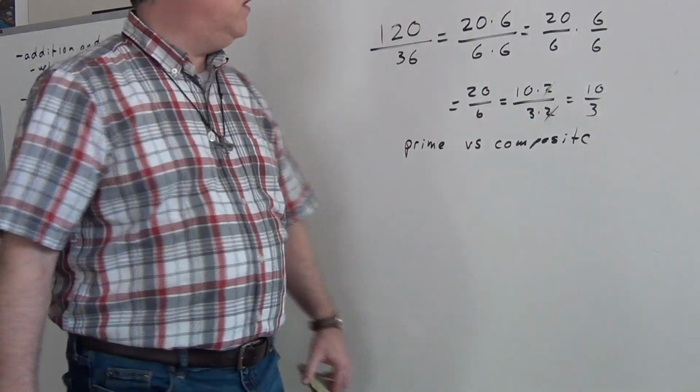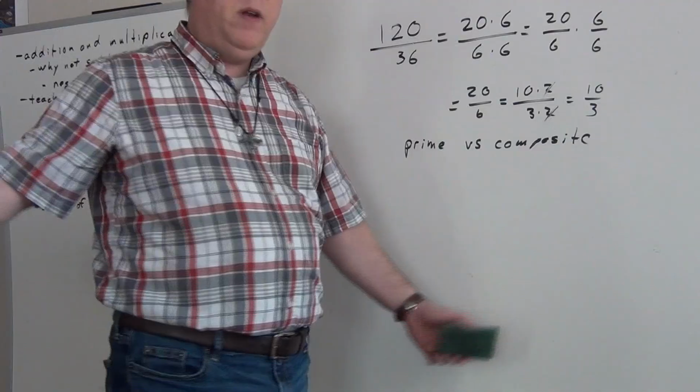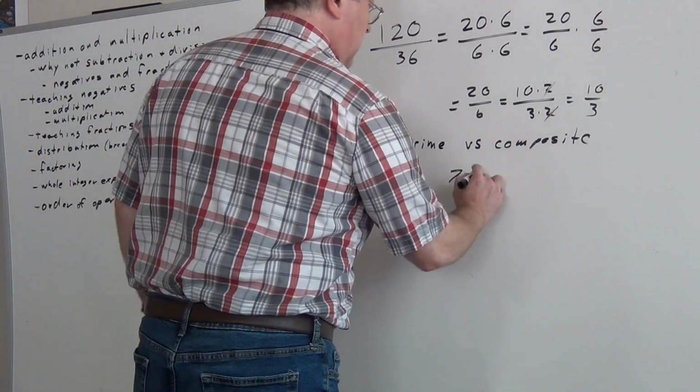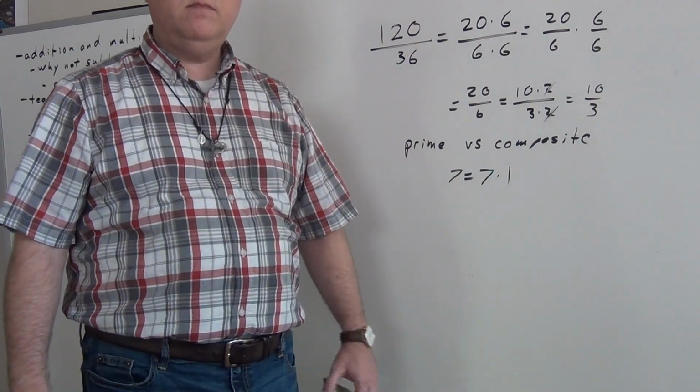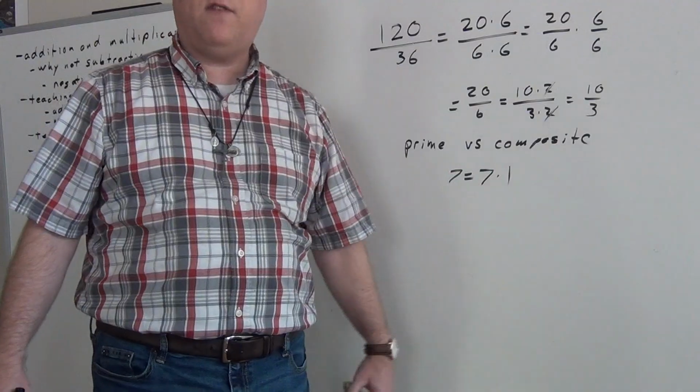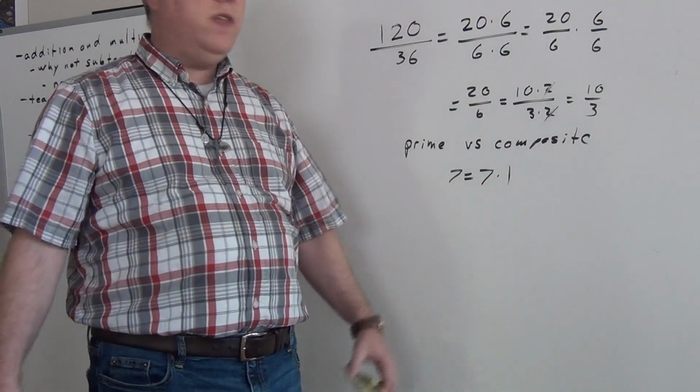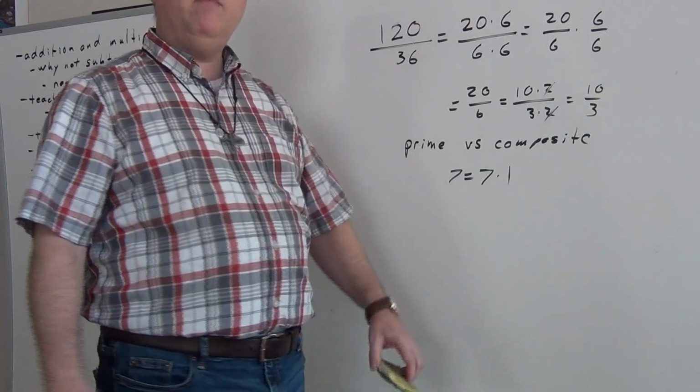A prime number is a number that cannot be broken up any further. Take 7: all you can do to write that as a multiplication is 7 times 1. Right? Or you can resort to fractions. But if you're staying within the integers, 7 can't be broken down any further.